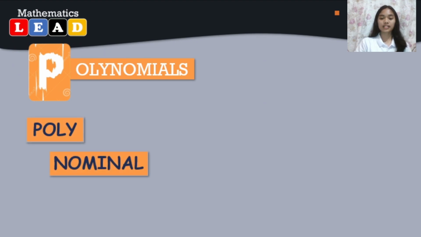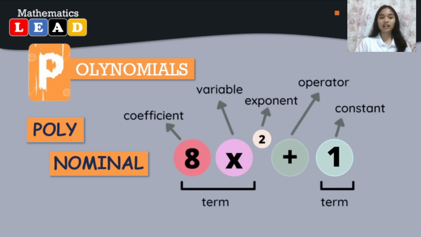First, let us define what polynomials are. Polynomial came from the word poly, which means many, and nominal means terms. Polynomials are algebraic expressions that consist of variables, coefficients, constants, and exponents. These are combined using mathematical operations like addition, subtraction, multiplication, and division.